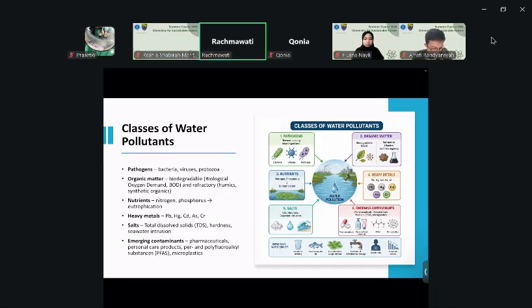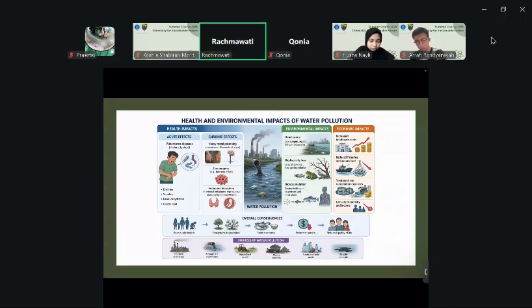So you can imagine there are many of them, but we can classify these into similar characteristics from the point of physical and chemical properties. So, what are the impacts of water pollution? Why are we concerned about this water pollution?